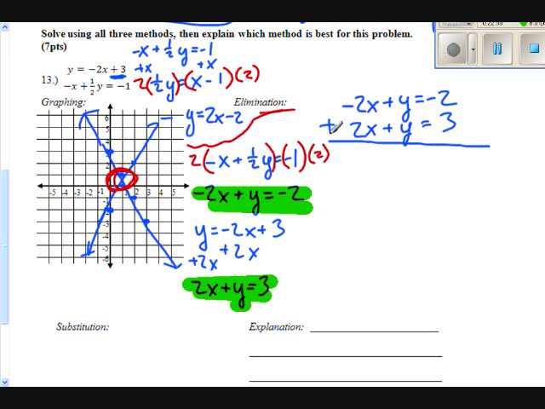So I add these together. Negative 2x plus 2x is 0. y plus y is 2y. And then over here, negative 2 plus 3 is 1. I've got to divide each side by 2. So I find out that y equals 1/2.